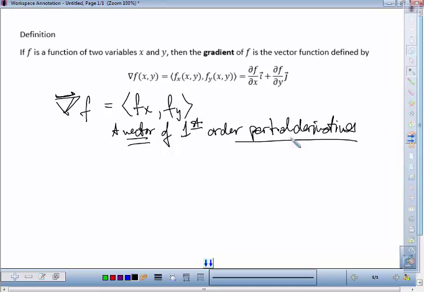Now there's a couple of important properties that you should relate to the gradient, and these properties can be extended to 3 or higher dimensions, not just 2 dimensions. But we'll take a look at the properties first, and then we'll take a look at the extensions, and then we'll do some examples.